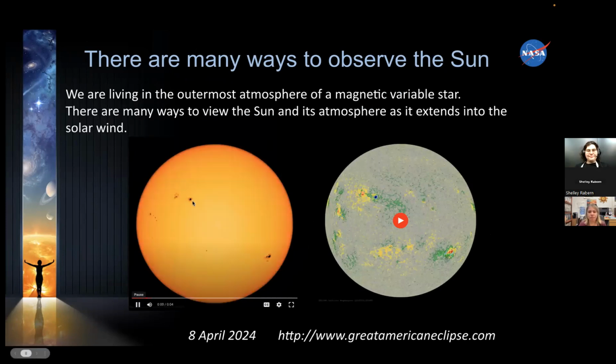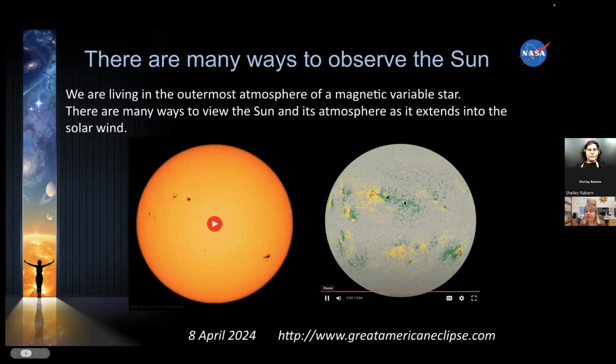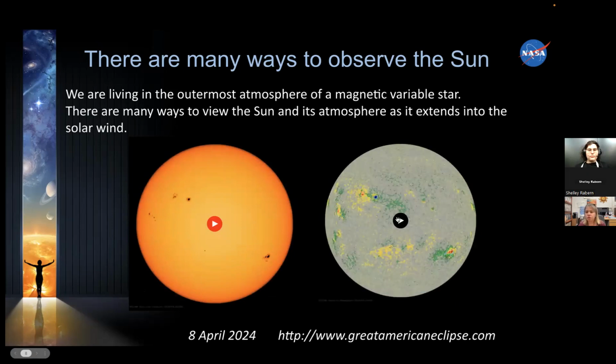This is what the sun looks like from, I guess, two days ago. You can see that the sun has some nice sunspots on it. And this is what the magnetic field looks like. Red and yellow are where the loop comes out of the sun, and green and blue are where the loop comes into the sun. So we're seeing magnetic loops.